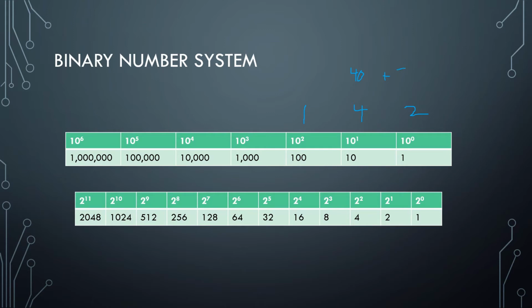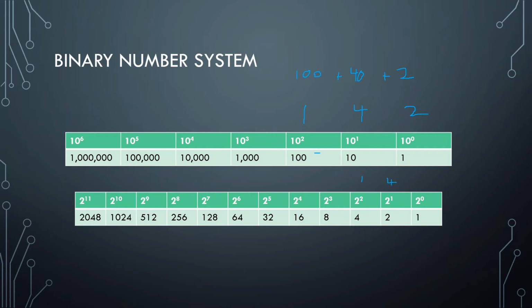We'll put our 2 in up here, and then we have 1 times 100, right? So we understand this place value to be 100 times whatever is there. So when we add these all up, we end up with 142.